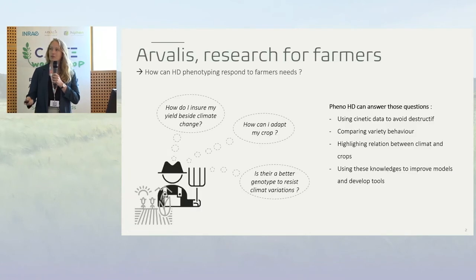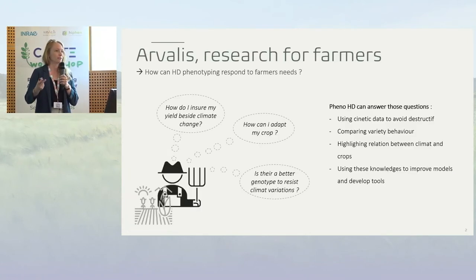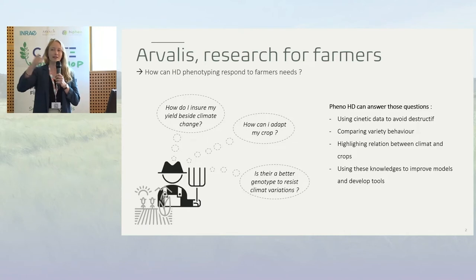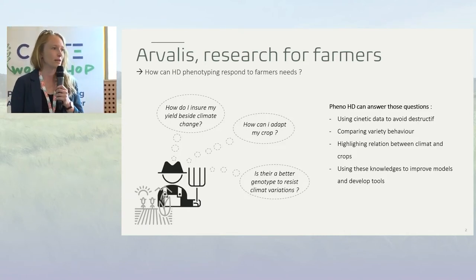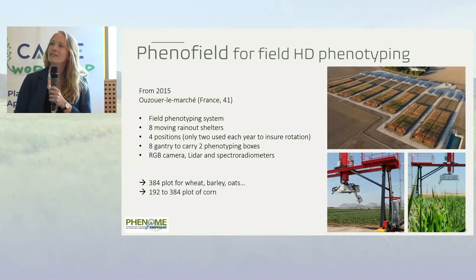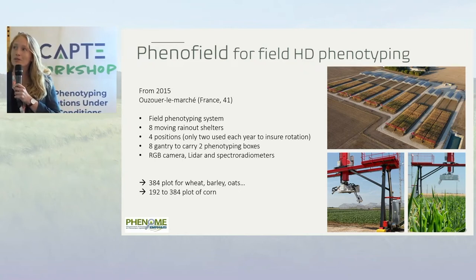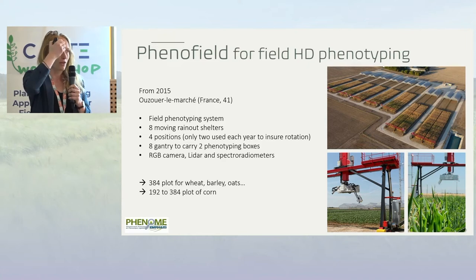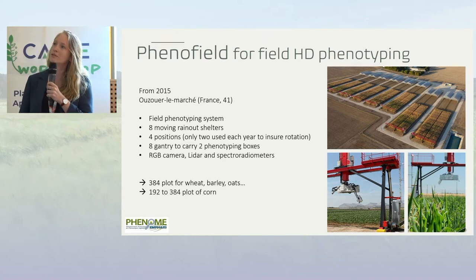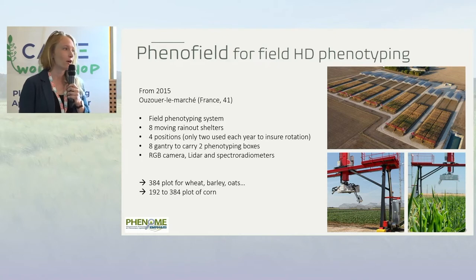So the question that we are trying to answer here is: are there ideotype traits that can differentiate genotypes and that we can use to find the best one? So we're going to talk here about data that are from PhenoField. I think some of you are used to this one. PhenoField is a phenotyping tool that is based in Ouzouer-le-Marché, center of France near Orléans.